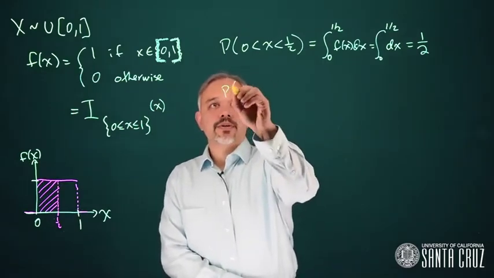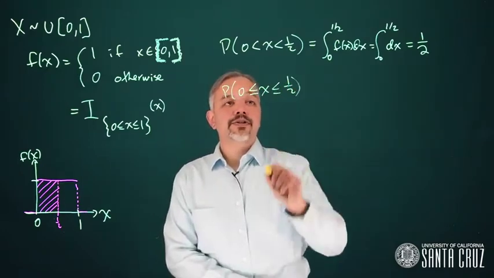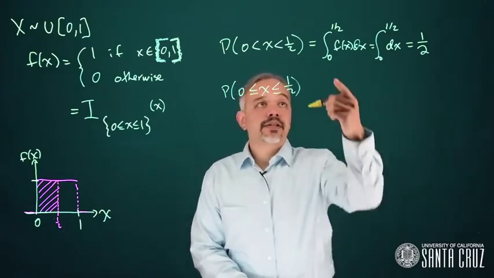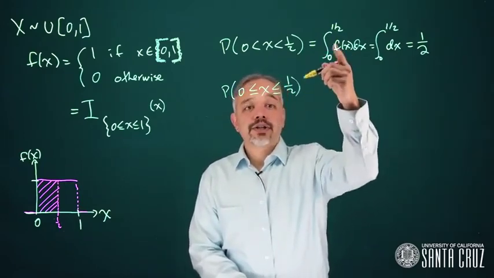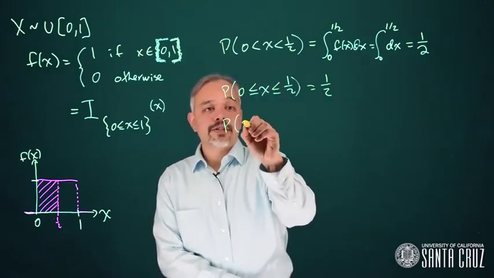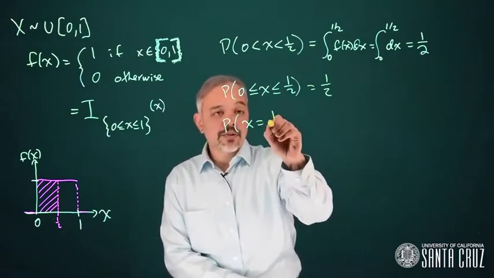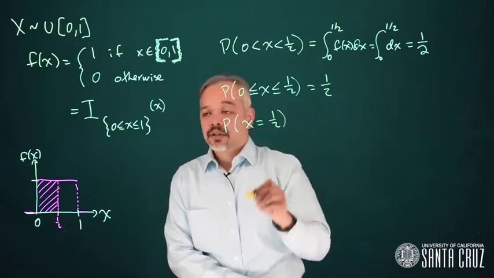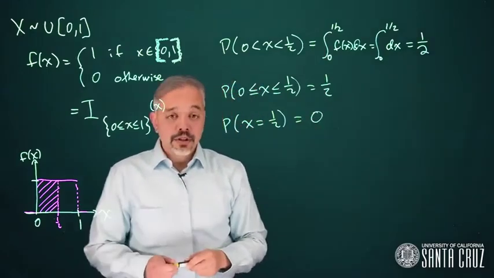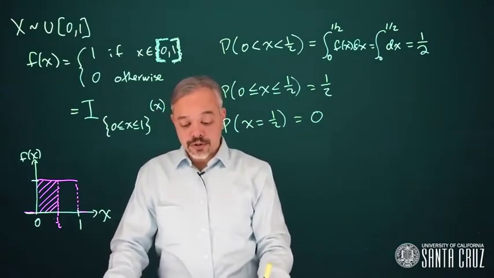We could ask a similar question. What's the probability x is between 0 and 1/2 inclusive versus not including the endpoints? Well, the integral doesn't really depend on the endpoints being in or not. You're going to get the same answer. So this is 1/2. From a calculus sense, we can also ask what's the probability that x is equal to 1/2. Well, if we integrate from 1/2 to 1/2, we're just going to get a 0. Because there are an infinite number of possible outcomes, the probability of taking any particular one is going to be 0.